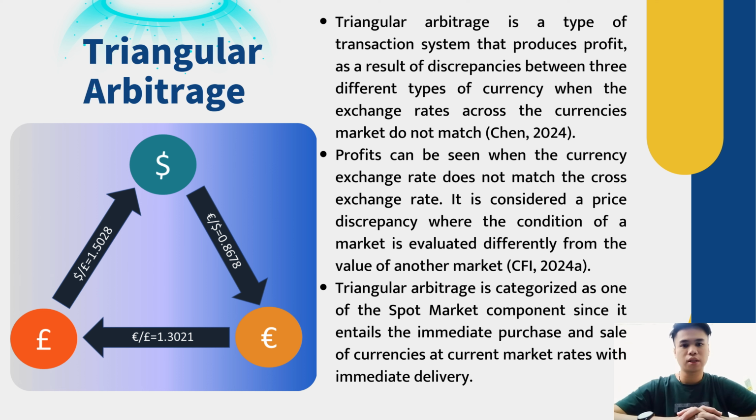Triangular arbitrage is a type of transaction system that produces a profit as a result of discrepancies between three types of currency when the exchange rates across the currency market do not match. Profit can be seen when the currency exchange rate does not match the cross exchange rate. It is considered a price discrepancy where the conditions of one market are evaluated differently from the value of another market. Triangular arbitrage is categorized as one of the spot market components, since it entails the immediate purchase and sale of currency at current market rate with immediate delivery.